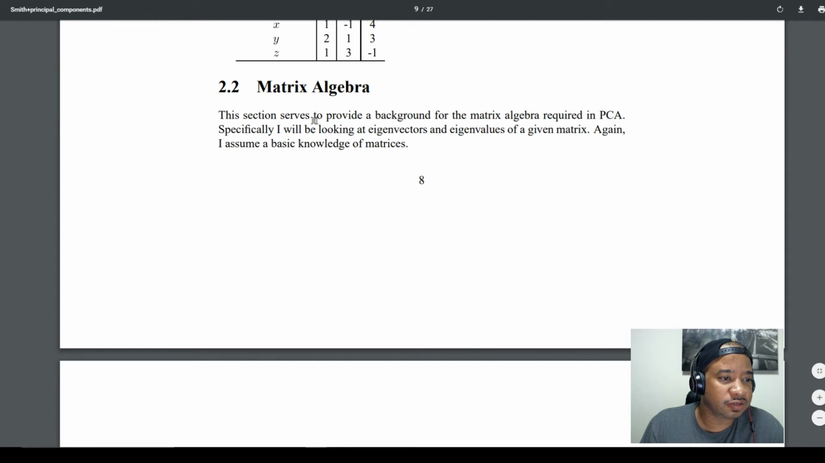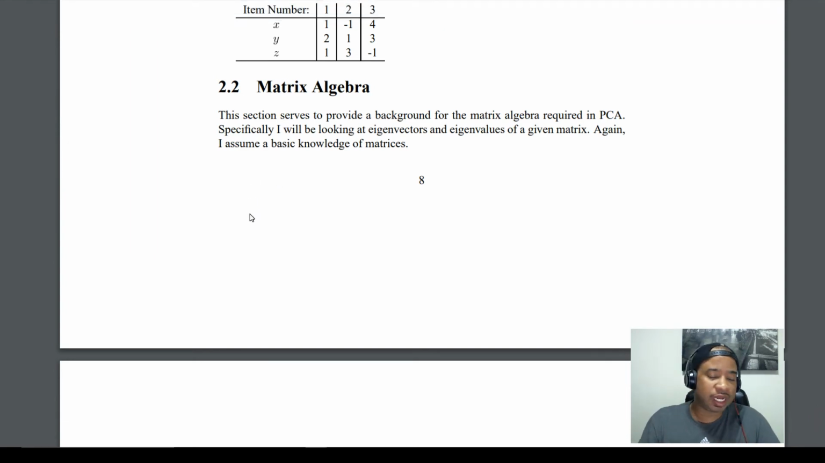This section serves to provide a background for the matrix algebra required in PCA. Specifically, I will be looking at eigenvectors and eigenvalues of a given matrix. Again, I assume a basic knowledge of matrices. Now, eigenvectors and eigenvalues allow us to equate equations. You can also solve a basic system of equations by knowing the eigenvalues and eigenvectors.